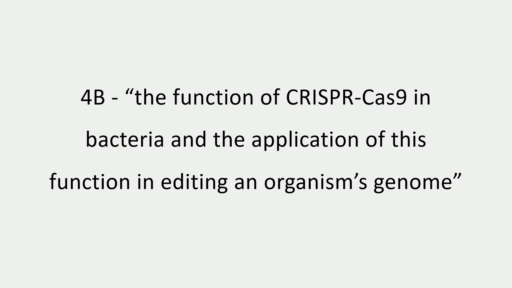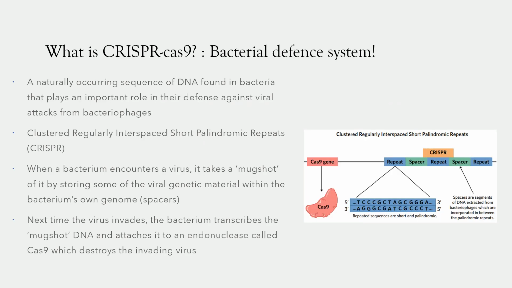So the next DNA manipulation technique that we're going to have a look at is something called CRISPR-Cas9. CRISPR-Cas9 is something that we originally found in bacteria, and we've found that it's a really awesome way for us to edit an organism's genome when we need. So where has this CRISPR-Cas9 system come from?